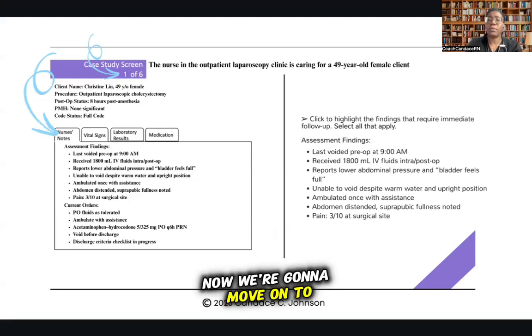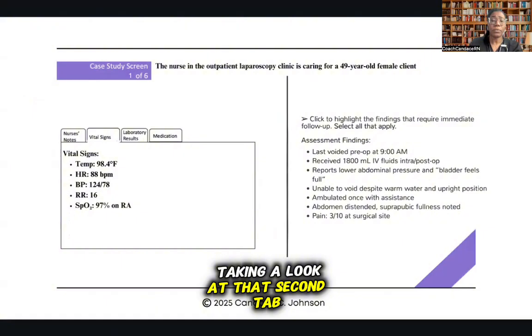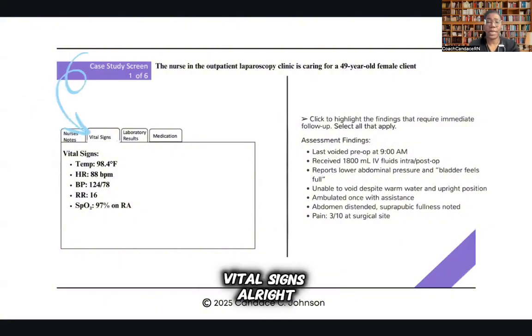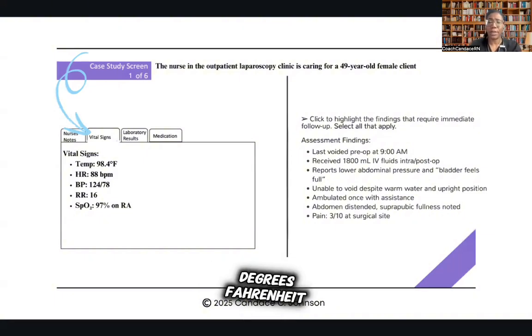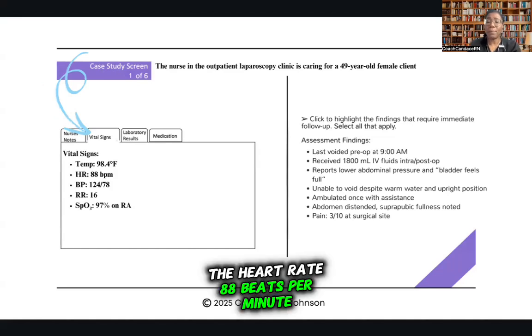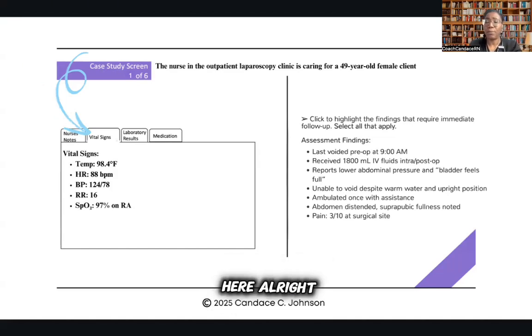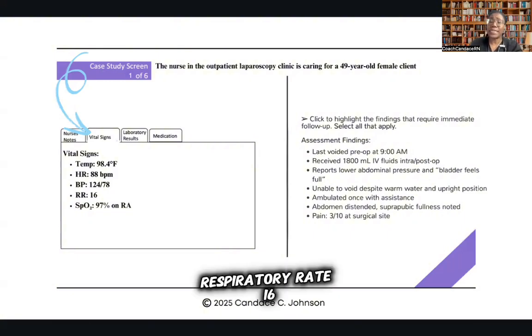Now we're going to move on to taking a look at that second tab, vital signs. All right, we're still on the first case study screen of 6, but we're just checking out the second tab there, vital signs. All right, so the temperature is 98.4 degrees Fahrenheit. The heart rate, 88 beats per minute, because we're looking at vital signs here. Blood pressure, 124 over 78. Respiratory rate, 16. And the SpO2, or pulse oximetry, is 97% on RA, or room air.